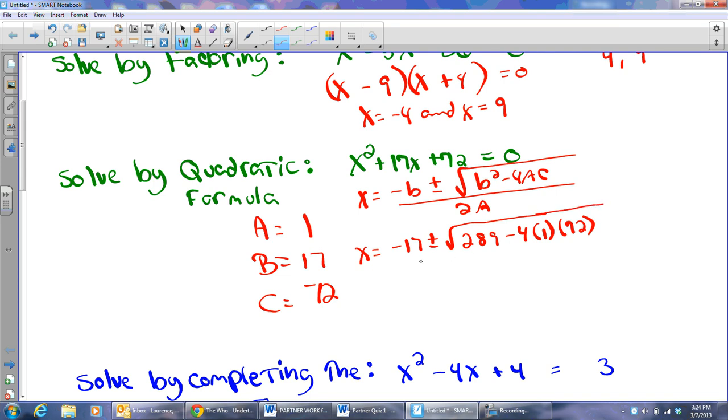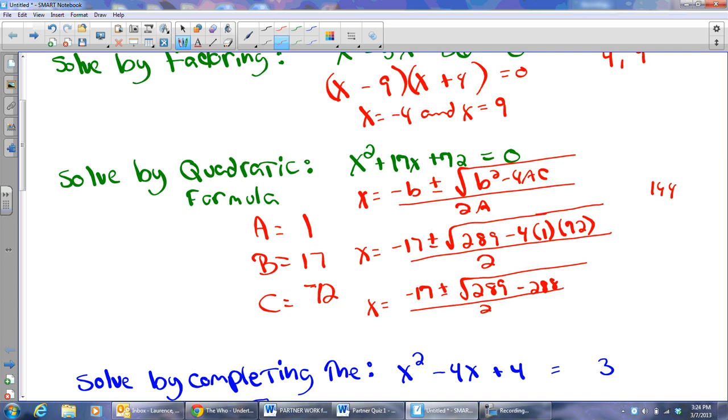And let's see, I'm going to get a 2 down there. So I'm going to get x equals negative 17 plus or minus the square root of 289 minus, and 72 doubled is 144, and double that is going to be 288. That's going to be 2. So then x is going to equal negative 17 plus the square root of 1, divided by 2, and negative 17 minus the square root of 1, divided by 2.